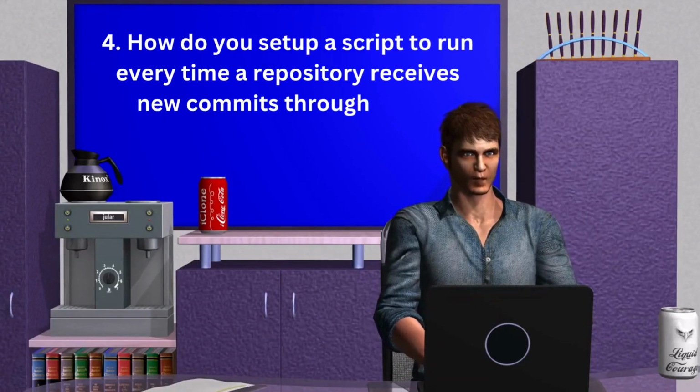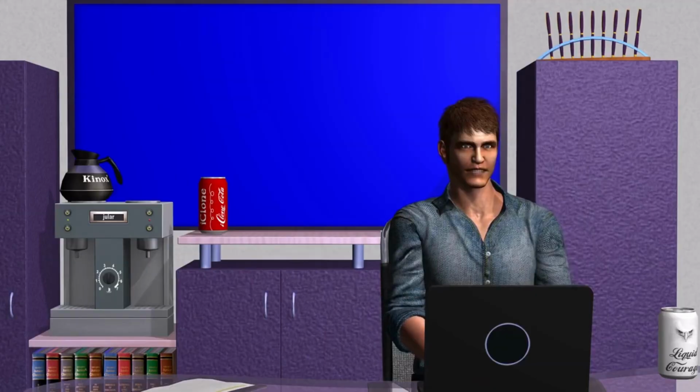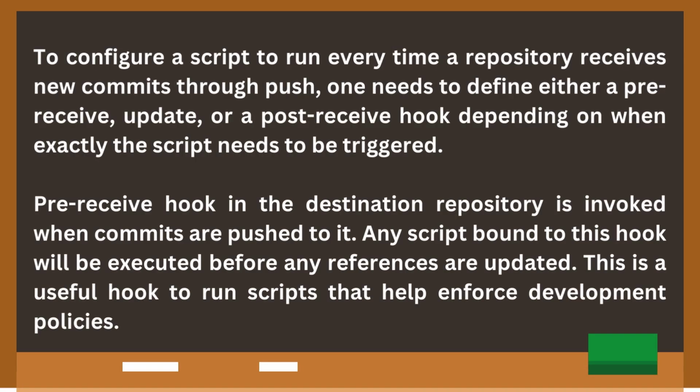4. How do you set up a script to run every time a repository receives new commits through push? To configure a script to run every time a repository receives new commits through push, one needs to define either a pre-receive, update, or a post-receive hook depending on when exactly the script needs to be triggered.